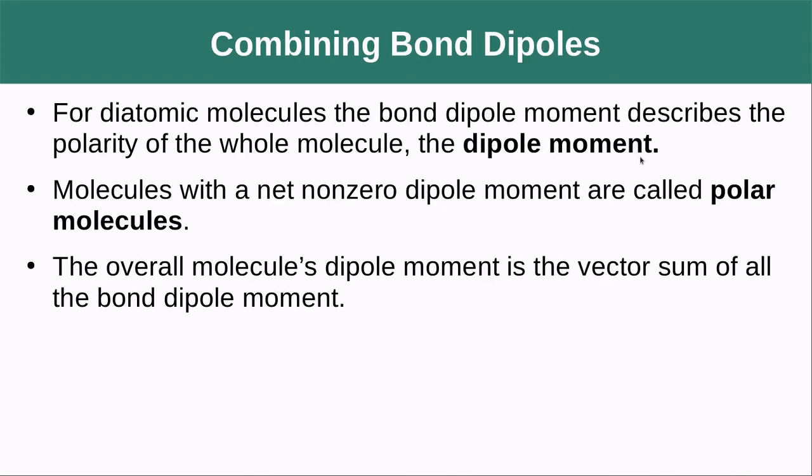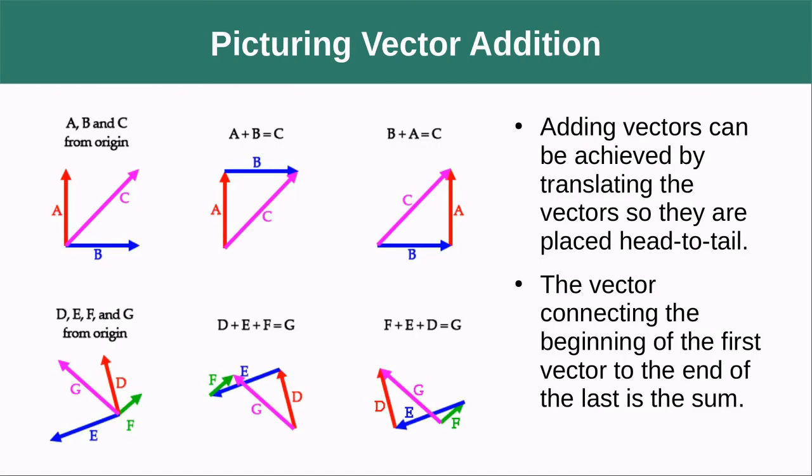For diatomic molecules like we just saw, it's pretty easy. We only have one bond, and the polarity of the whole molecule is described by that single dipole moment. Molecules with a net non-zero dipole moment are called polar molecules. We can combine those bond dipole moments together to get a molecular dipole moment. When that molecular dipole moment is not zero, we get a polar molecule. And to do that, we have to sum our vectors. So let's talk about what vector summation looks like.